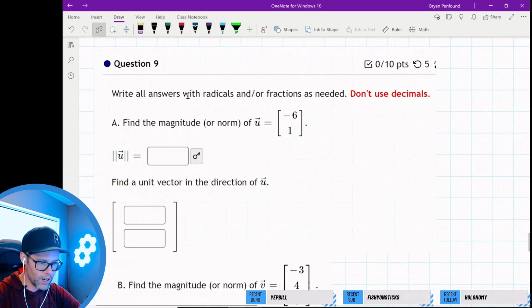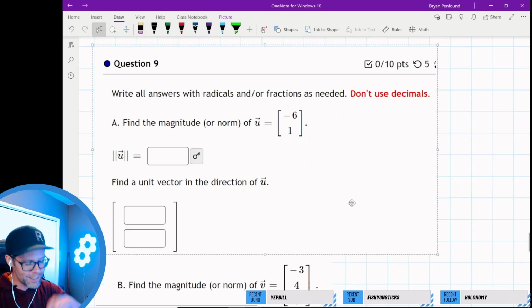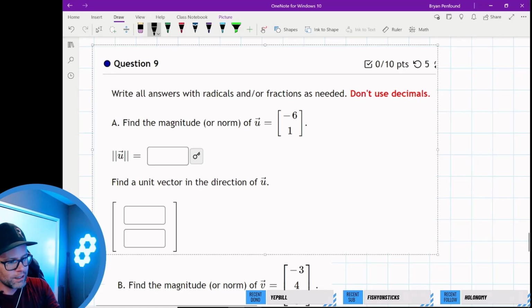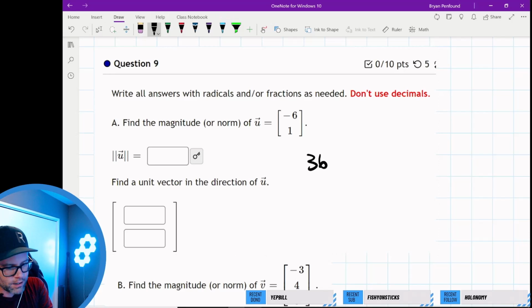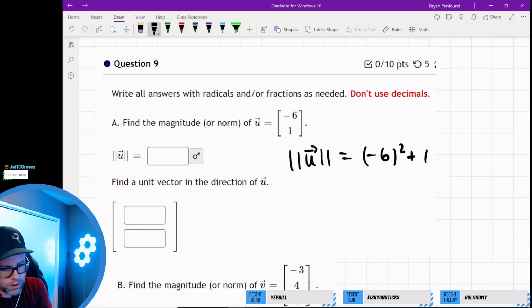Oh no, write all answers with radicals and or fractions. No, find the magnitude or norm of u. Well, let's just actually write it out. So the magnitude of u is -6 squared plus 1 squared. So this should be 36 plus 1, which is root 37.